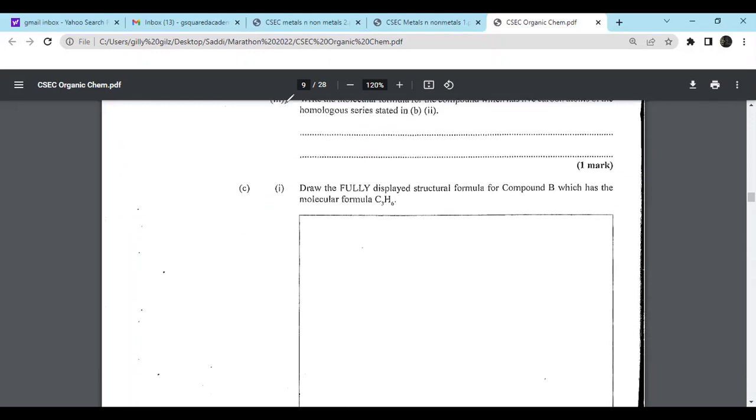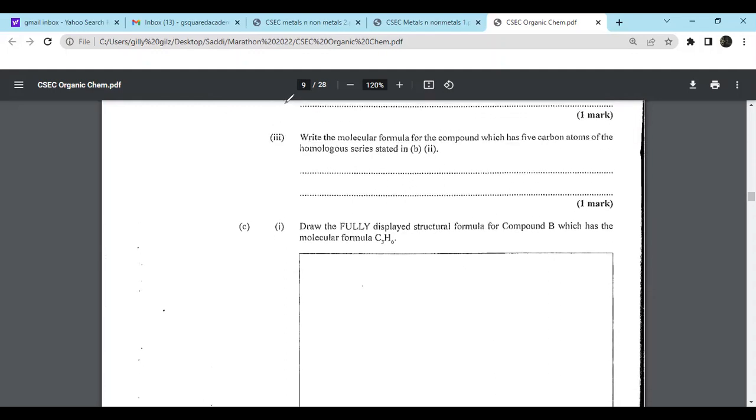Draw the fully displayed structural formula for compound B, which has the molecular formula C3H6. C3H6, so that would be an alkene. So you draw 3 carbons in a straight line, right? And then you attach a double bond to one, and put a hydrogen on each of the remaining bonds. So there you go. See? That's 1, 2, 3, 4, 5, 6 hydrogens and 3 carbons. And that's how you know you're doing well.